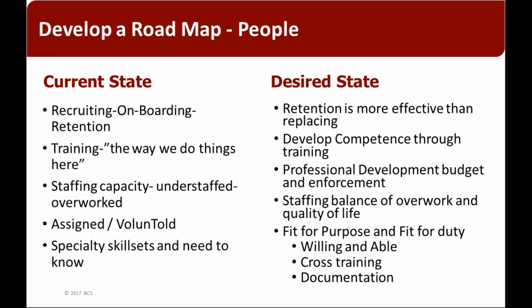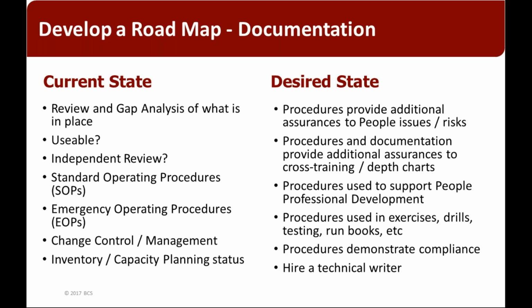So on the left-hand side, when we talk about assigned or voluntold, maybe a more proactive and desired state would be: are the people asked to do some kind of role fit for purpose? Are they the right people? Are they fit for duty? If you call them in off hours, are they ready to work, or are they enjoying the social time? Are they willing and able? Are they cross-trained? And do you have sufficient documentation and templates for them? Which leads into the next slide. You need to develop a roadmap and a multi-year strategy in your documentation.